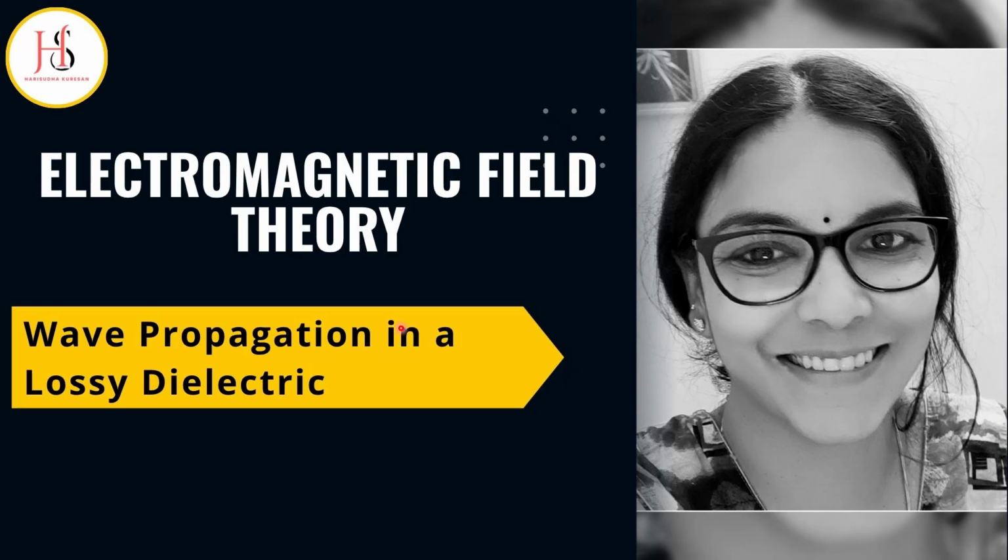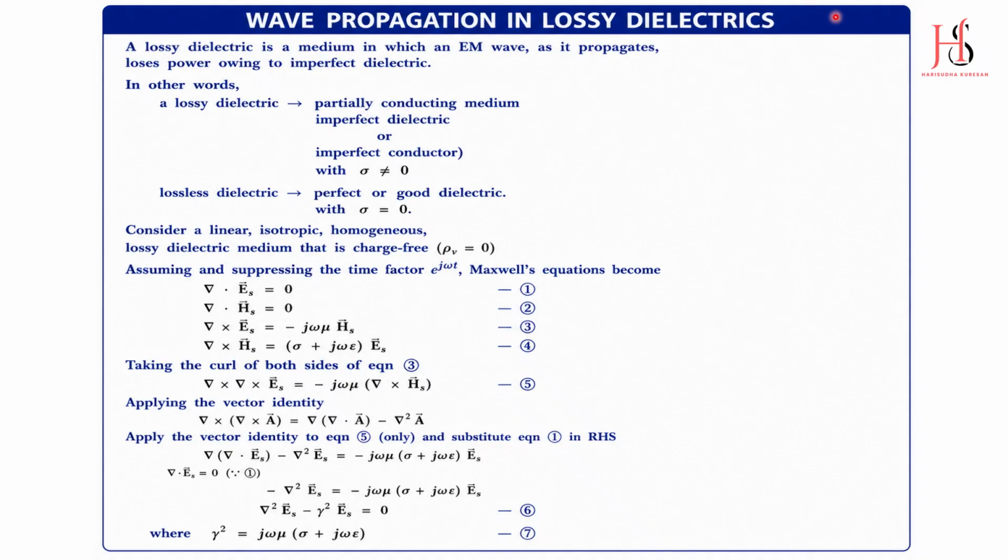In this session we are going to see about wave propagation in a lossy dielectric. Now, what is a lossy dielectric? A lossy dielectric is a medium in which the electromagnetic wave, as it propagates, loses power owing to imperfect dielectric. So a lossy dielectric is otherwise called a partially conducting medium, an imperfect dielectric, or an imperfect conductor with sigma not equal to 0. Sigma is nothing but the conductivity.